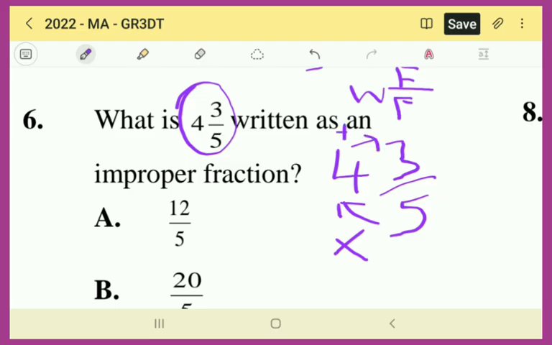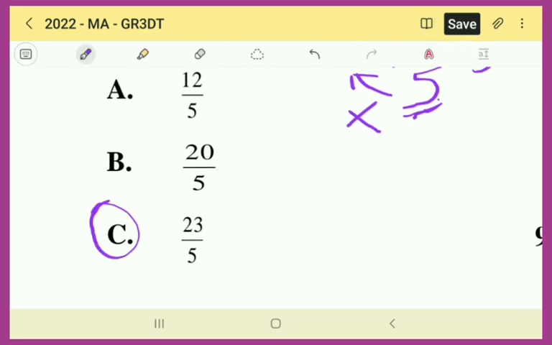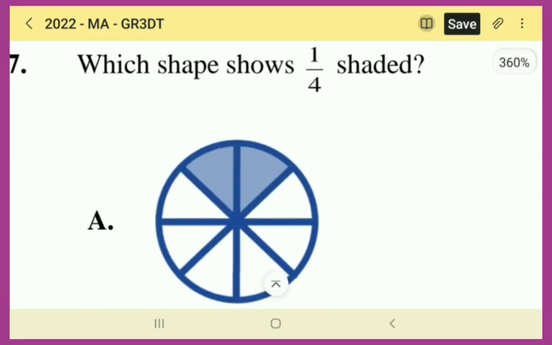All right. So 5 4s or 4 5s will give you 20, plus 3 will give you 23 over your denominator, which is 5. So let's see if we have a 23 over 5. That is C. Good job. Give yourselves a big hand, man. You're doing well.